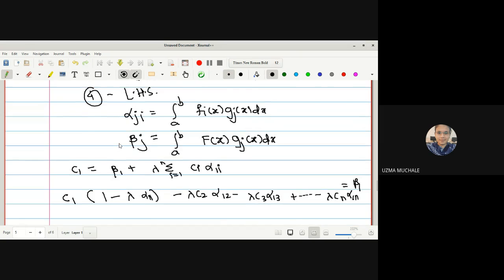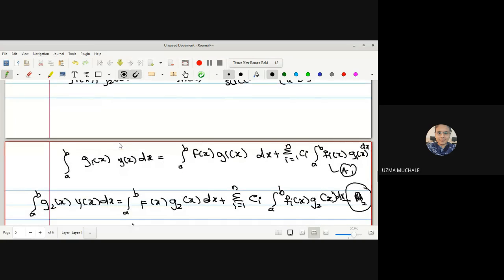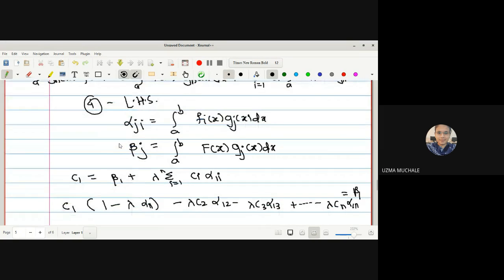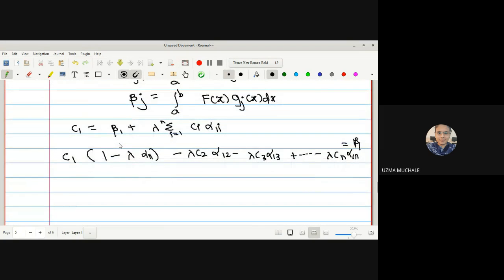Why? Because f of x was 0. But here f of x is there, so hence we get the multiplier g1 also and integration also, and then we get some constant b1, beta 1. Now we will name this as some equation, say B1. Similarly, we can write the other equations. Let me write down for C2.